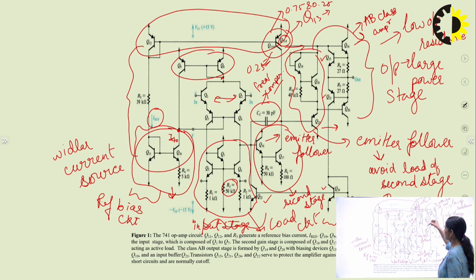And these transistors are also considered in this output stage: Q19, Q18 and Q23. Here the resistance is R10, that is 40 kilo ohm. Now the short circuit protective transistors are Q15, Q21, Q24 and Q22. So this is your short circuit protective circuit that is used to avoid large current at the output stage. So this is the internal structure and working of the 741 operational amplifier.